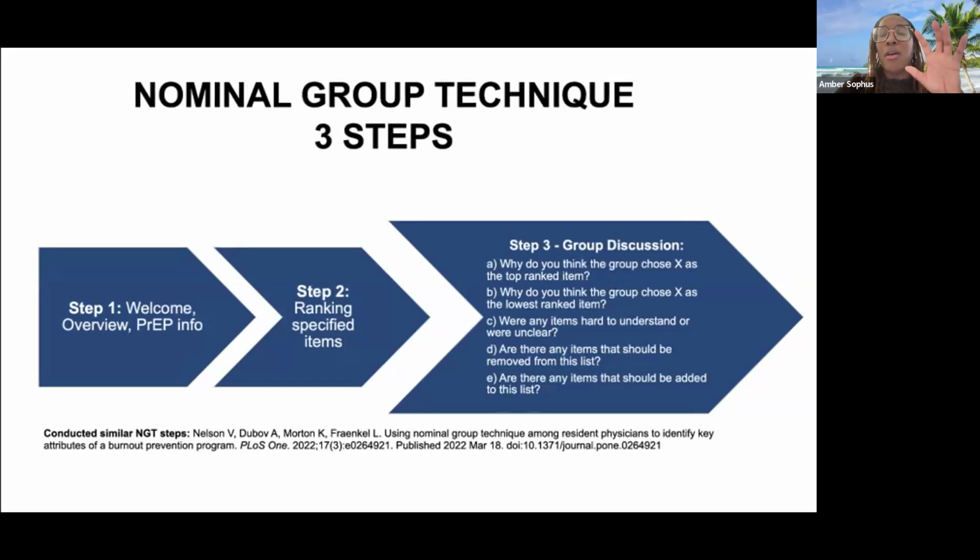Now, in step 3, we do provide that option, later in the discussion, for them to add to the initial list of items that were provided, take away, consolidate things, and let me know if anything was hard to understand. But also remember, I'm using this NGT technique to also create attributes for our choice-based conjoint analysis.